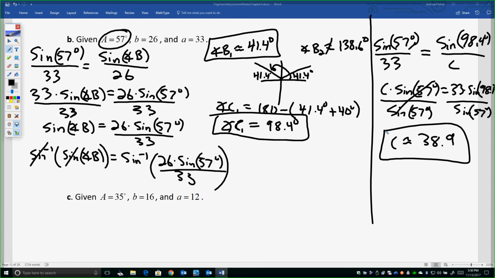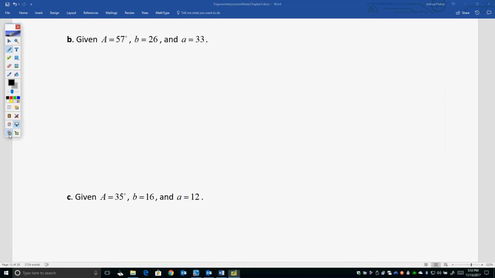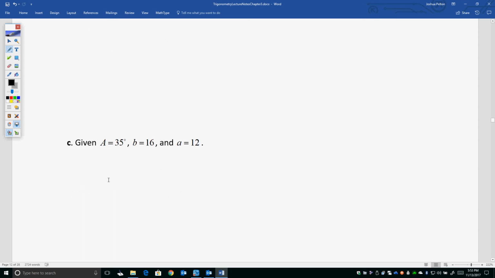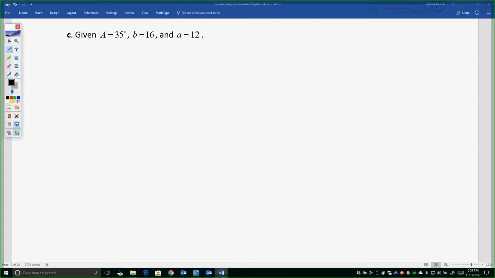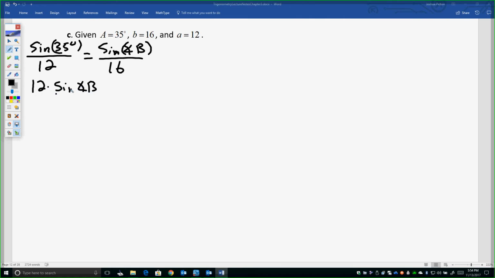Okay, so the first example was no triangle. Second example is one possible triangle only. Let's try the third example. Okay, again, the only ratio we know is A. So that's the sine of 35 degrees to 12 equals the sine of angle B to 16, since B is the only other thing we know. Cross multiply: 12 times sine of B equals 16 times sine of 35. And divide by 12.